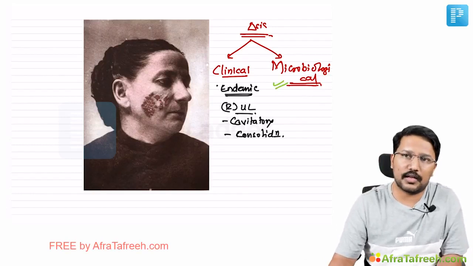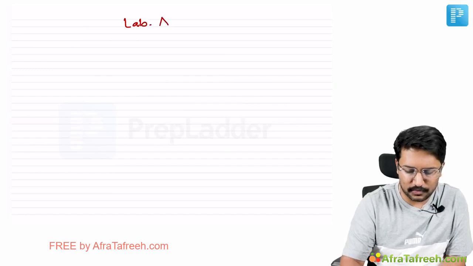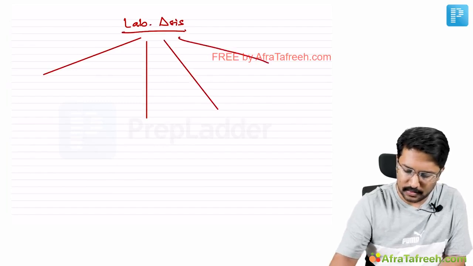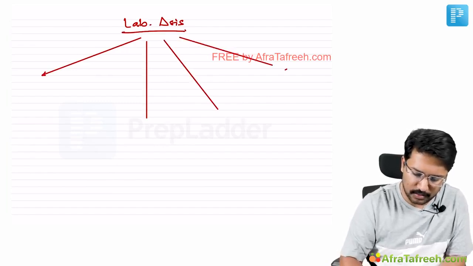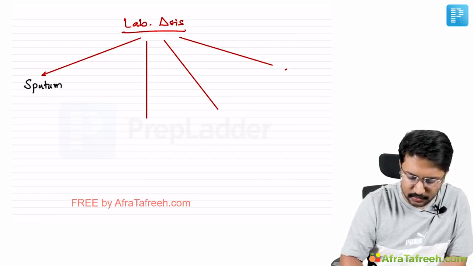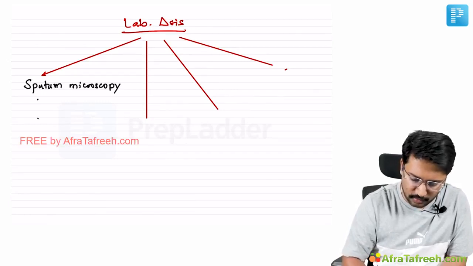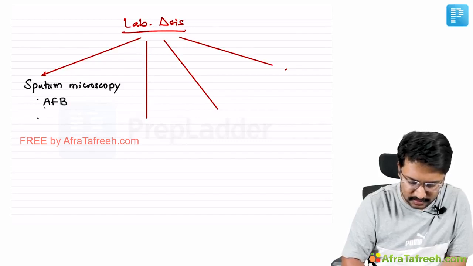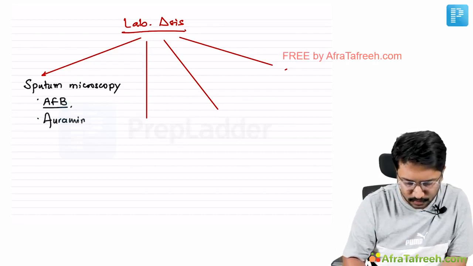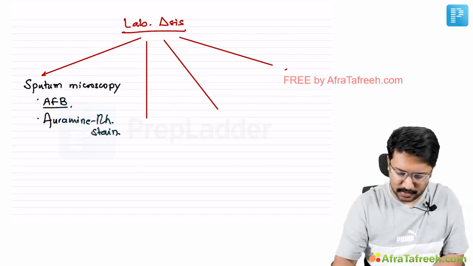So to arrive at the microbiological diagnosis, what are the tools we have? The laboratory tests that can be used for microbiological diagnosis can be broadly grouped under 4 types. The type number 1 I'm talking about is sputum microscopy, the sputum smear study. Under sputum microscopy, we can talk about acid fast bacilli staining, or we can also have this new thing called auramine rhodamine stain. We will talk about it more as we go along.